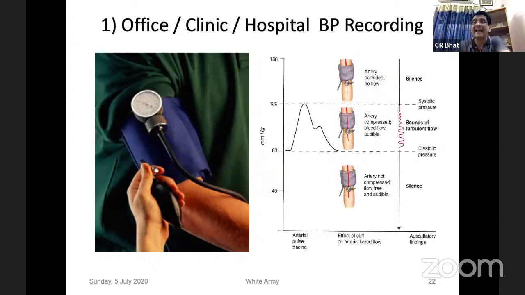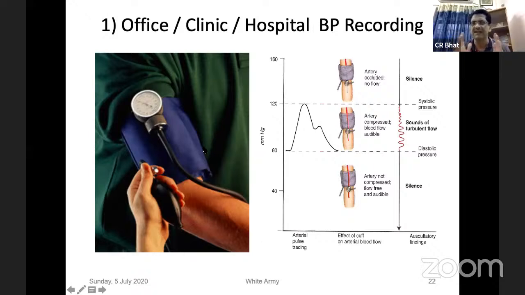The bladder should encircle 80% of the circumference of the arm. That is the recommended standard. For recording at the thigh, you may require a larger cuff. For normal adults, the normal adult cuff. So they are quantified as small cuff, medium cuff, large cuff, and extra large cuffs for obese patients also. Okay. Now, we should record in the appropriate way.